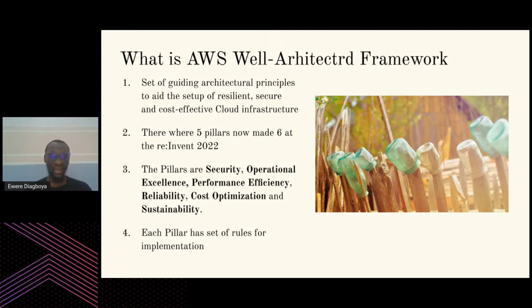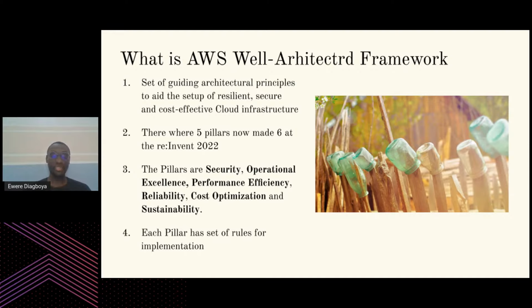The next is, there are pillars, and they were actually made at re:Invent 2021. I mean, actually not 2022, that was re:Invent last year. So these are the pillars that make up the Well-Architected Framework. We have the security pillar, operational excellence, performance efficiency, the reliability pillar, the cost optimization pillar, and the sustainability pillar.